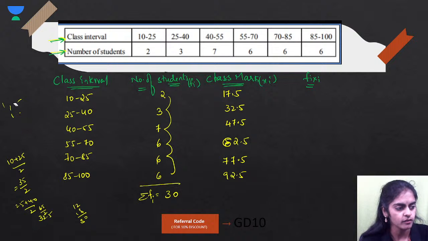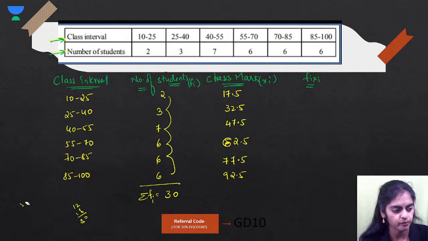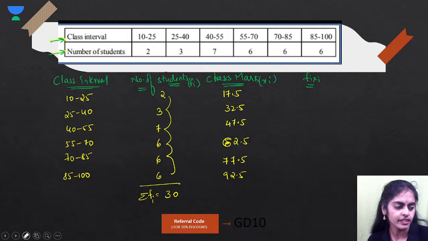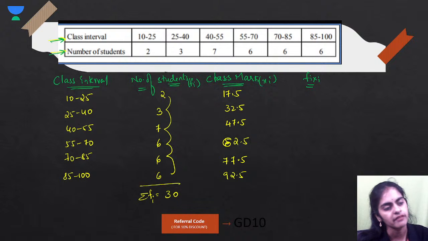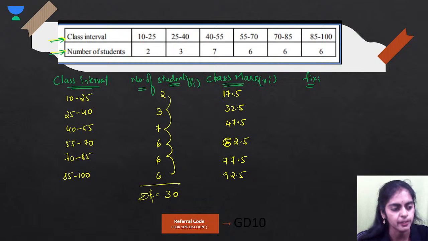Now what do you do in the next step? You multiply the class mark and the frequency, isn't it? So this is what you will do in rough, so I'm just erasing it. You understood how to find the class mark, right? Just the average or the midpoint of both the class intervals. So 10 plus 25 by 2, 25 plus 40 by 2, 40 plus 55 by 2, 55 plus 70 by 2, 70 plus 85 by 2, and 85 plus 100 by 2. So this is how you are doing it. Is it clear till here, everyone?